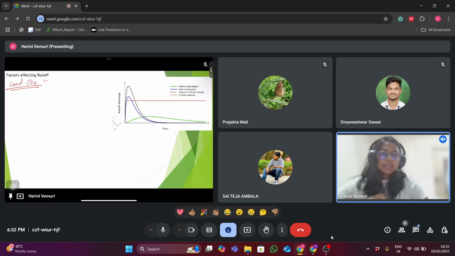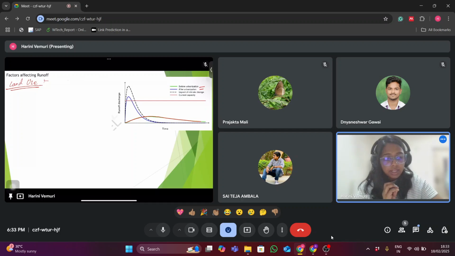Okay. If urbanization or the impervious surface increases, then we see that there is a huge amount of runoff. Suppose we have three cases: before urbanization, after urbanization, and impact of climate change and current capacity. Before urbanization, when rainfall is occurring, there will be a mild peak, and also a constant minimum runoff because there will be vegetation, interception losses, infiltration losses, etc. So there won't be any sudden peak.